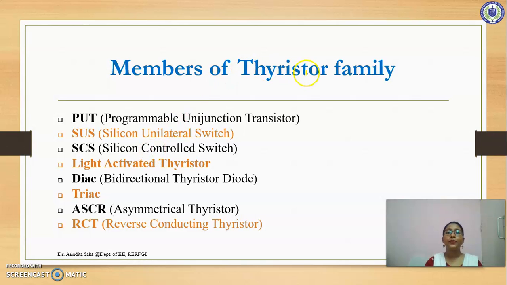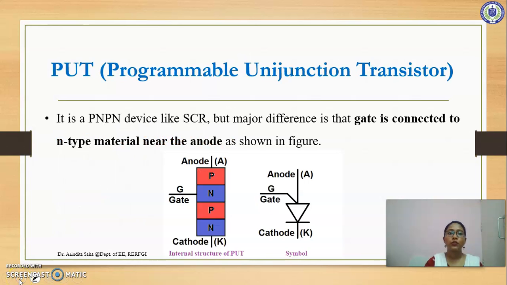Next, the members of the thyristor family are the programmable unijunction transistor, silicon unilateral switch, silicon control switch, light activated thyristor, TRIAC, asymmetrical thyristor and reverse conducting thyristor. Now we'll have a brief discussion about these members. First we have the PUT, that is the programmable unijunction transistor.